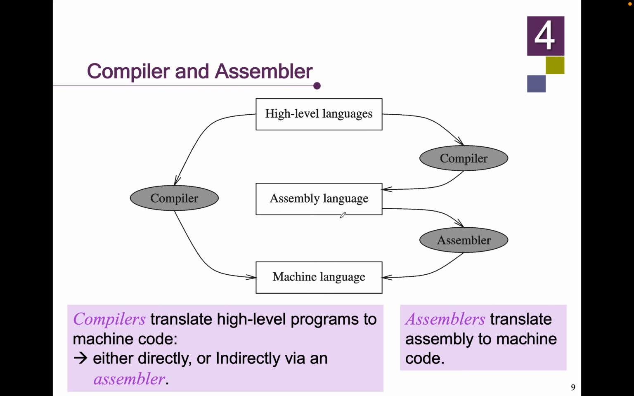But our assembly language can directly go to the machine language by using the assembler. So this is the correlation. You need an assembler to assemble your assembly language to machine language. While for a higher level language, if you want to convert to assembly language or even to the machine's language, you need a compiler.